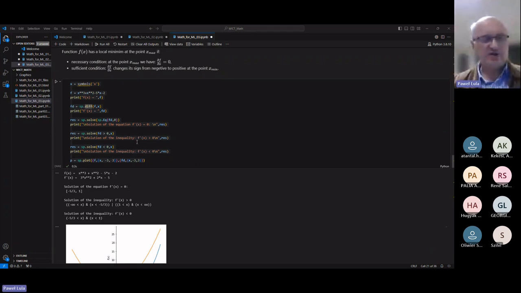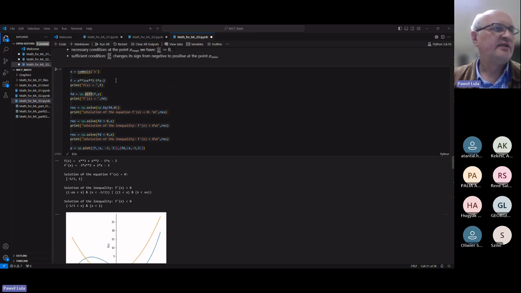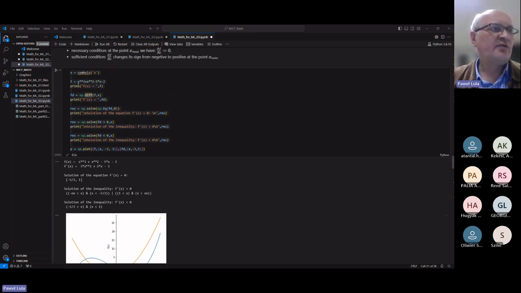So my function, which here is represented by this blue line, is defined here. f is equal to x to the third power plus x to the second power minus 5 multiplied by x minus 2. It is a function, and we are going to find extrema values for this function. What we should do? First, we should calculate the first derivative.